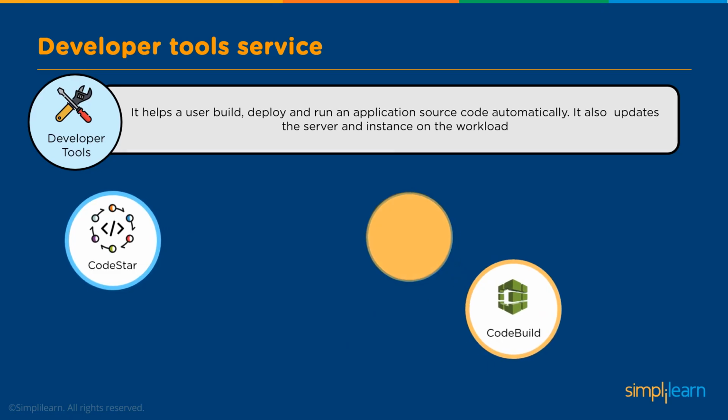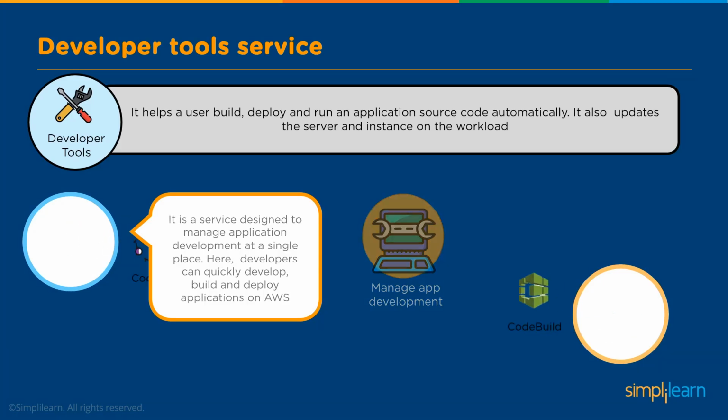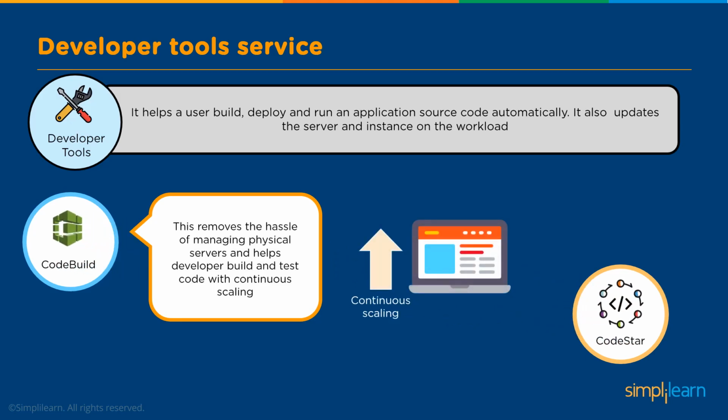So CodeStar is a service designed to manage application development in a single place. Here developers can quickly develop, build and deploy applications on AWS. So all the managed app development can be done with CodeStar. CodeBuild removes the hassle of managing physical servers and helps developers build and test code with continuous scaling.